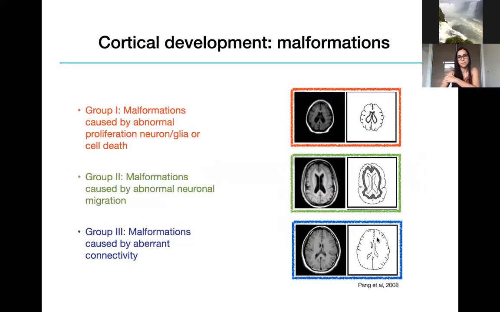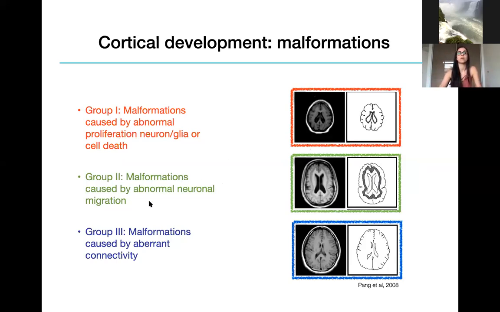And why are these very important aspects of cortical development? Well, because if there are any abnormalities in those aspects, that will generate malformations. So we can group those abnormalities in 3. Group 1 is related to malformations caused by abnormal proliferation or abnormal cell death, which can give rise to microcephaly, so smaller brains.